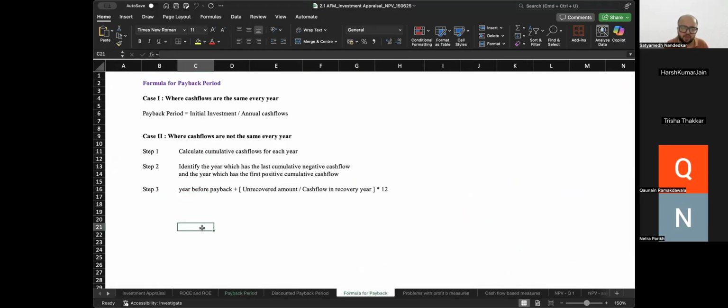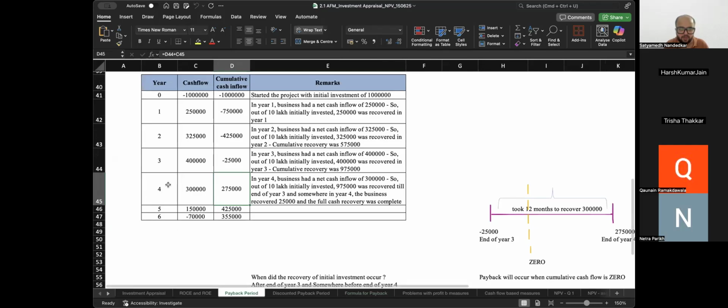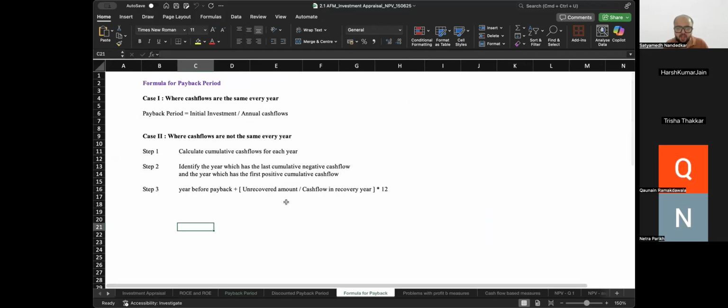And in the year before the payback, so how do you calculate the payback? The formula is year before the payback. What is year before the payback? Payback is happening in year 4, so the year before that is year 3 plus unrecovered amount upon cash flow in recovery year into 12. So this gives you your payback period.